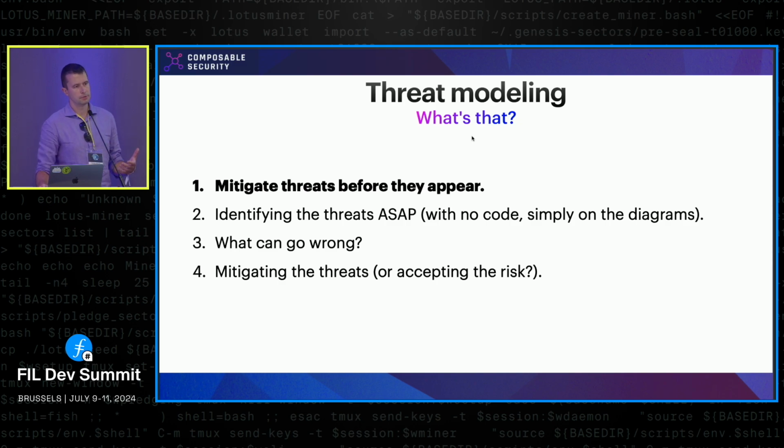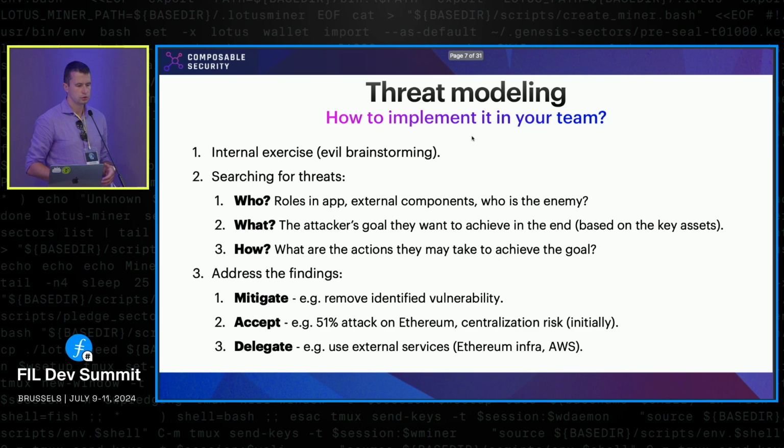You can think of it like evil brainstorming, right? So you have a group of people that knows your project best, so you have the advantage, and you try to identify what can go wrong in your project, and then you can mitigate those threats before you even start implementing the project. So this can be your internal exercise, and you simply have to answer 3 questions. The first one is, who is your potential threat actor?